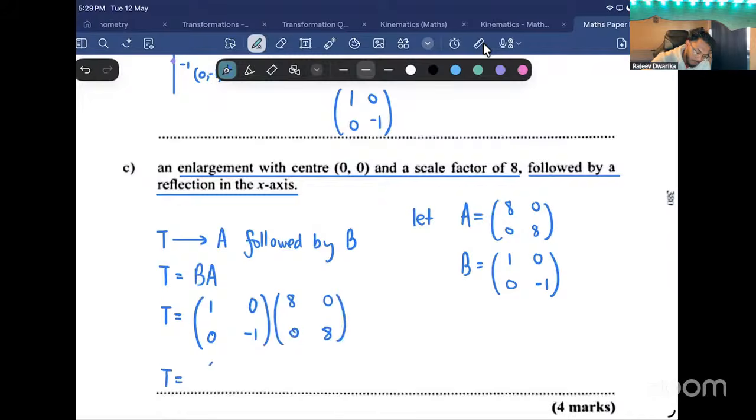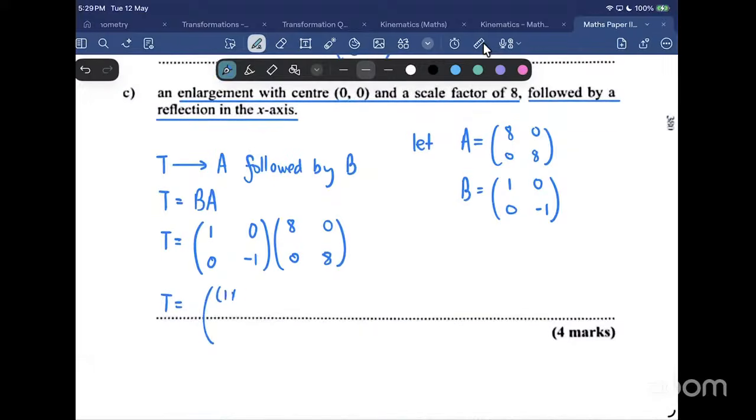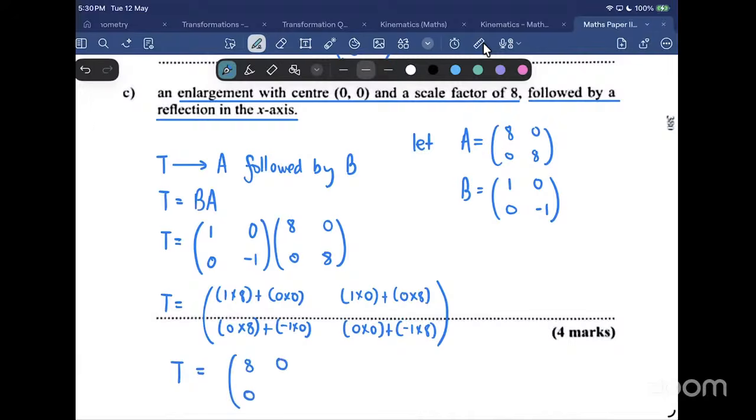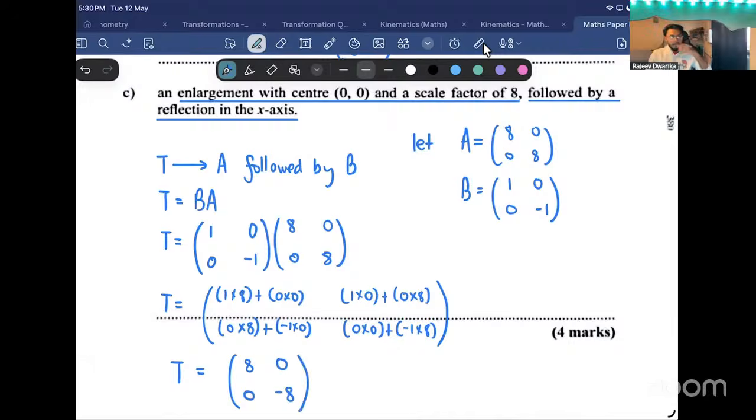Quickly, row by column. 1 by 8 plus 0 by 0. Below it, 0 by 8 plus minus 1 by 0. Next side, 1 by 0 plus 0 by 8, and 0 by 0 plus minus 1 by 8. So that's going to be 8, 0, 0, minus 8. You understand that?